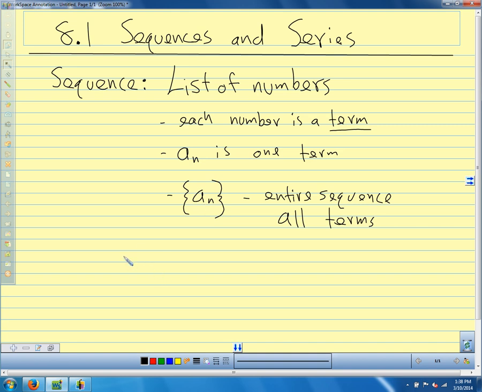An example of a sequence would be the Fibonacci sequence: 1, 1, 2, 3, 5, 8, 13, etc. So this would be a sub 1, a sub 2, a sub 3, etc. First term, second term, third term. The entire Fibonacci sequence together would be written in braces like that.